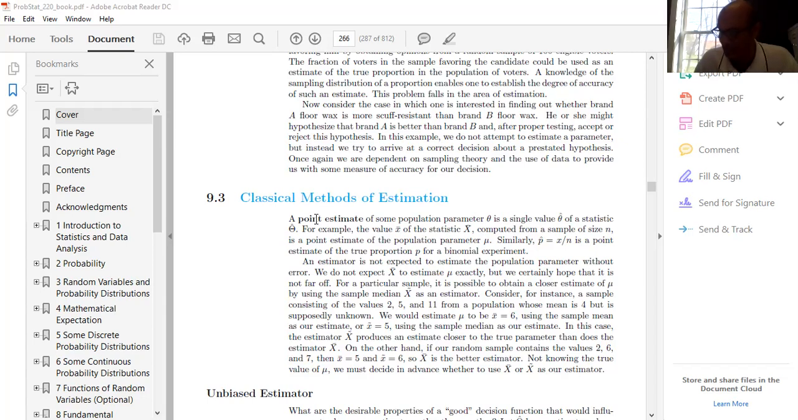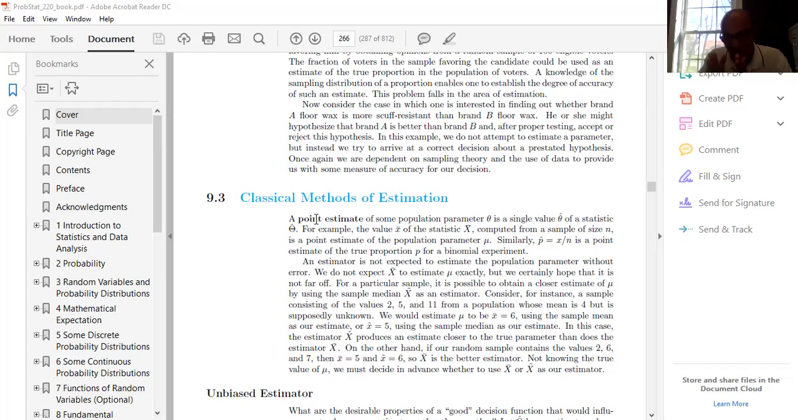An estimator is not expected to estimate the population parameter without error. Yes, you will have some error here. Whenever you go for an estimation, you will almost surely have some error. So the estimator is not expected to estimate the population parameter without error, and in both cases you are going to find some error. So we do not expect x bar to estimate mu exactly. The mean is not exactly the value mu, but we certainly hope that it is not far off.